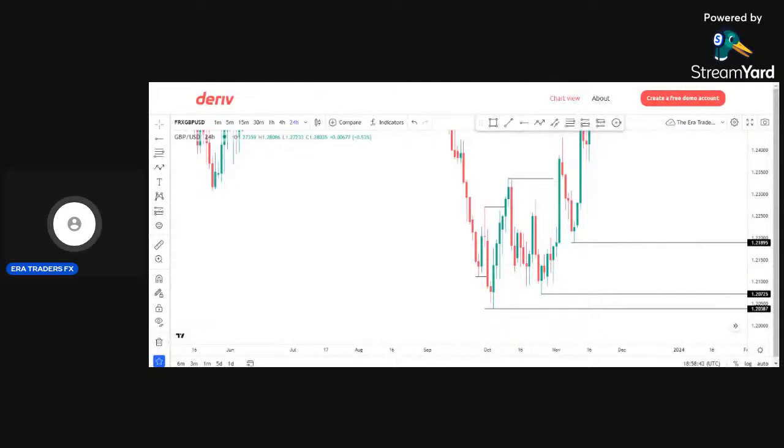So I said old lows, old highs, equal lows, equal highs, relatively equal highs, relatively equal lows. These are regions of liquidity in the market.